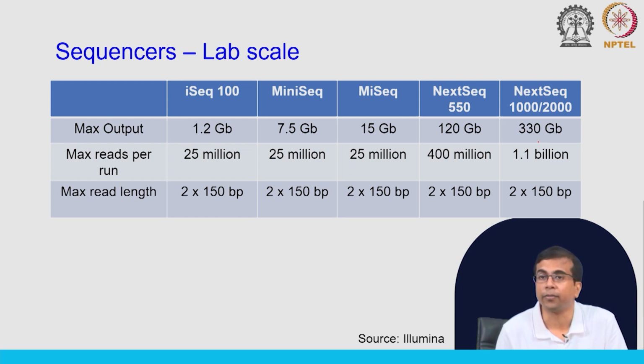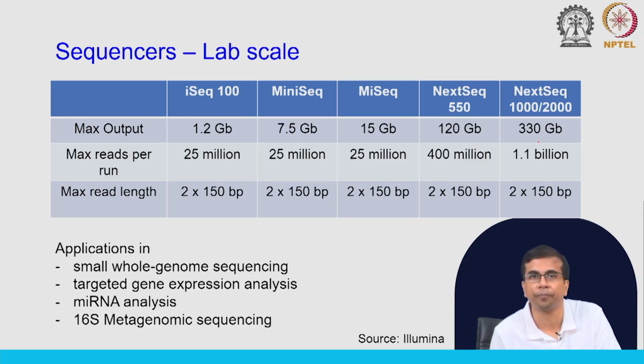The maximum read length that you can get from these sequencers is 2 into 150. So, 2 means it is paired end, and 2 into 150 means at most 300 bases that you get from the sequencers. Again, there are sequencer specific limitations: there will be problems with signal detection, and there will be more sequencing errors if you go beyond this.